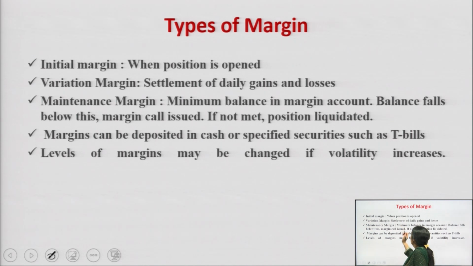Then variation margin. Variation margin means your initial margin is going to be adjusted. It is going to be added to if there is a profit, and deducted from if there is a loss. It means day to day transactions are adjusted in the case of the variation margin, and your margin does not remain the same as the initial margin.